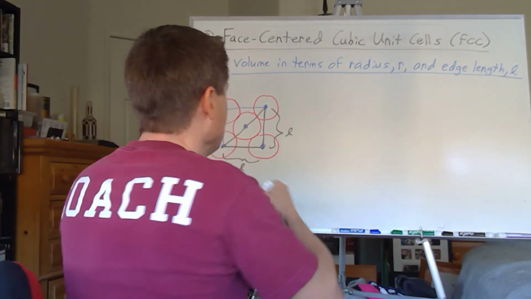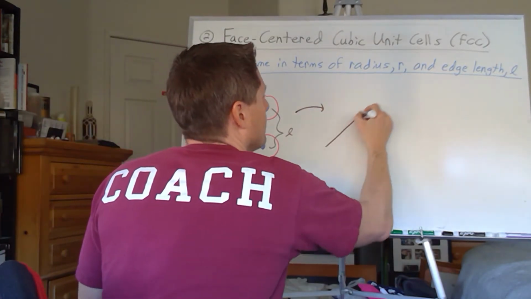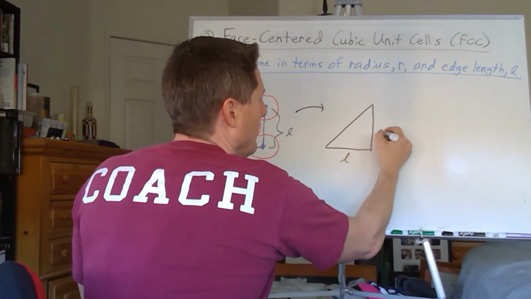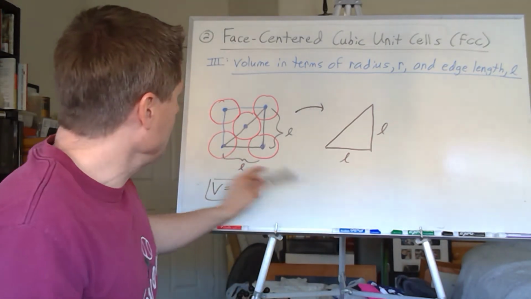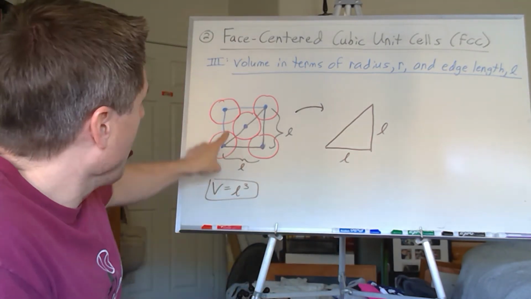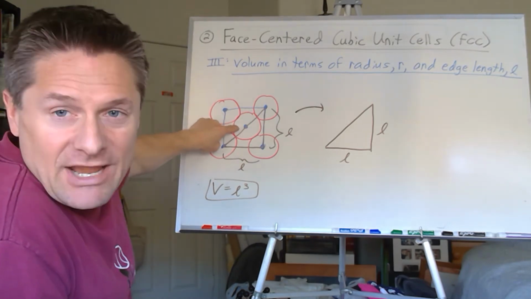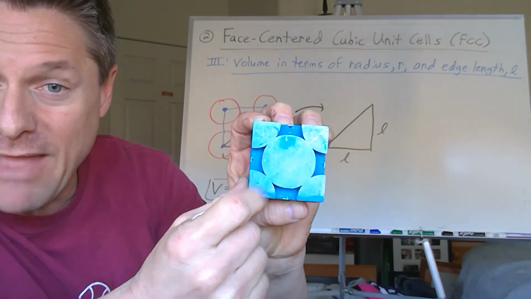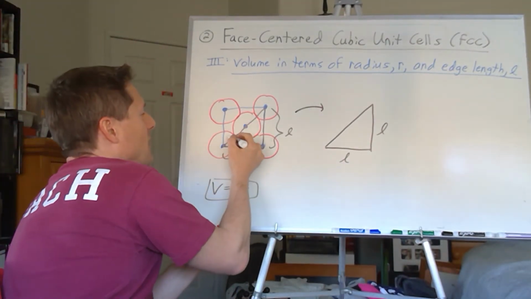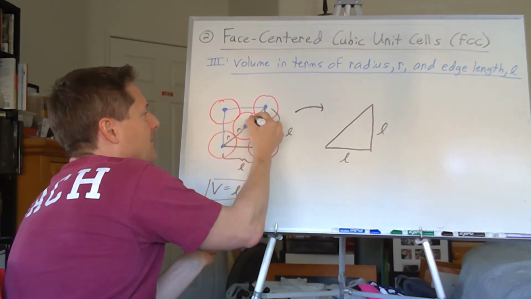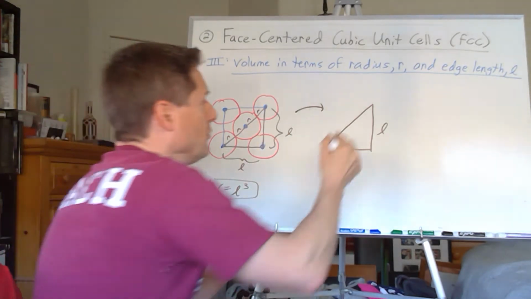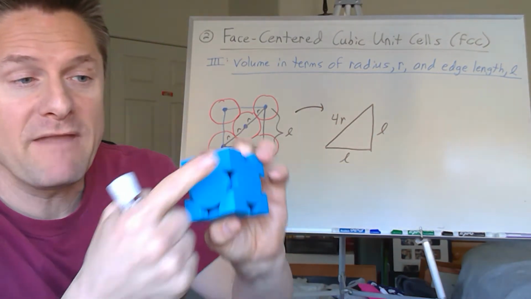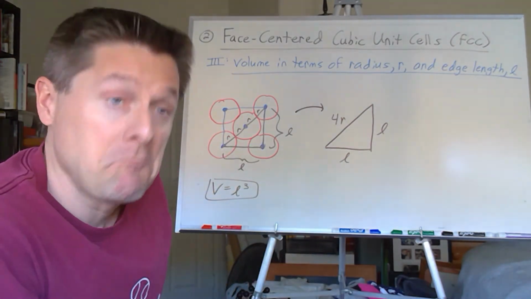So let's take a look at this triangle. And we've got L here, L here. Now, what do you see going across? Do you see that we take that entire face atom, right? You take the radius of that one, the diameter of that one, and the radius of that one, which means this would be a radius, radius, radius, radius. So do you agree that that diagonal across the face would be 4 times the atomic radius?